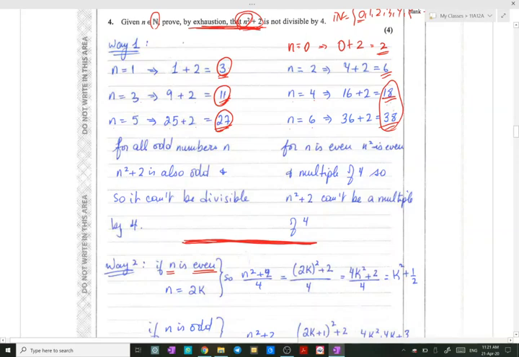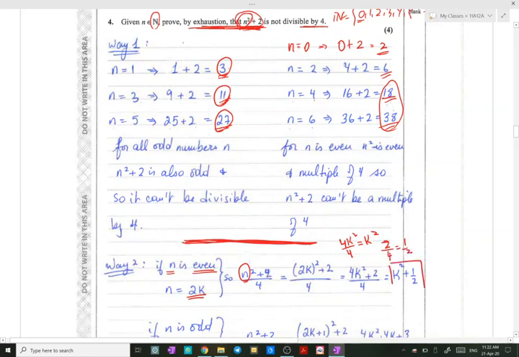Therefore, the question is asking us whether n squared plus 2, if you find its value, is divisible by 4. So this is why you find here that it's n squared plus 2 over 4. So we are actually taking the general term and dividing it by 4, because this is what the question wants. So you replace n by its general form, which is 2k, you square it, and then you split the fraction. Splitting the fraction will give you 4k squared over 4 equals k squared, and the second part, 2 over 4 equals 1 over 2.